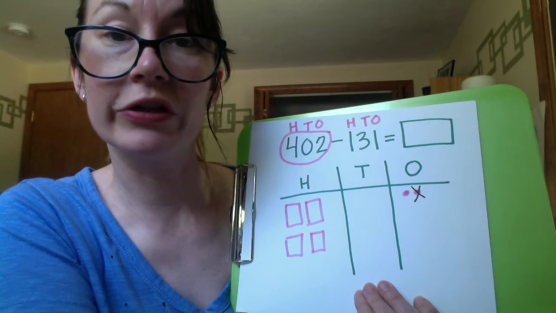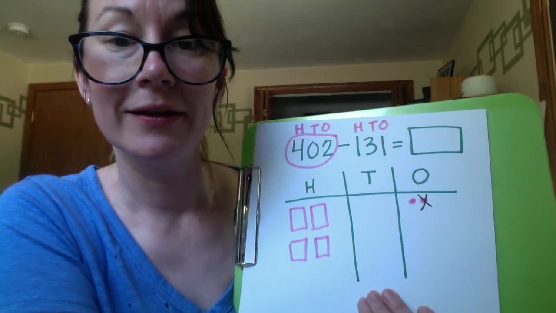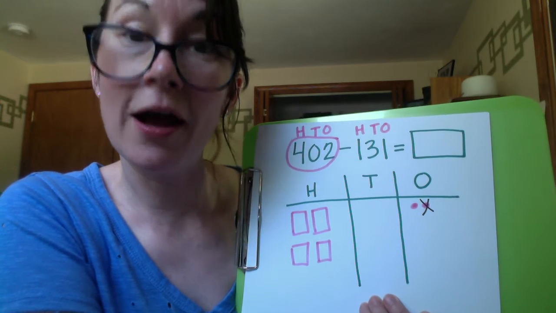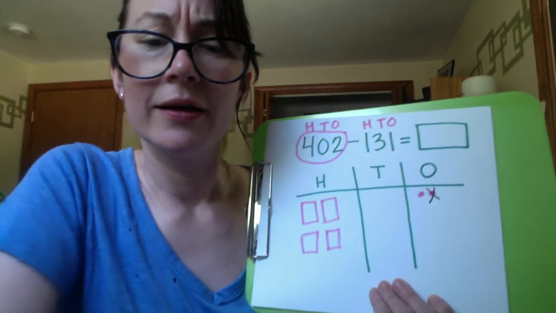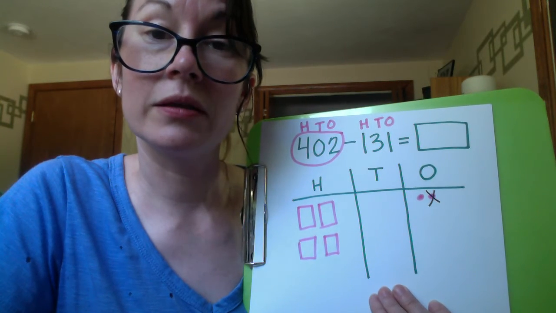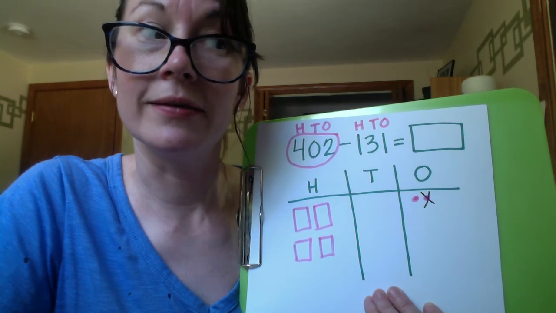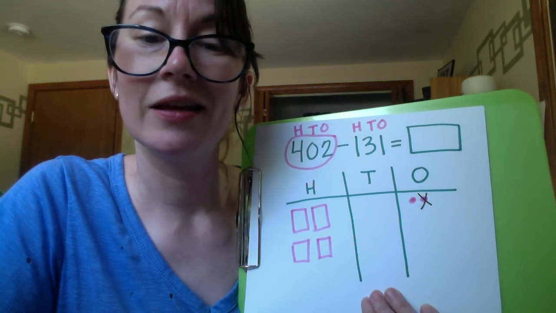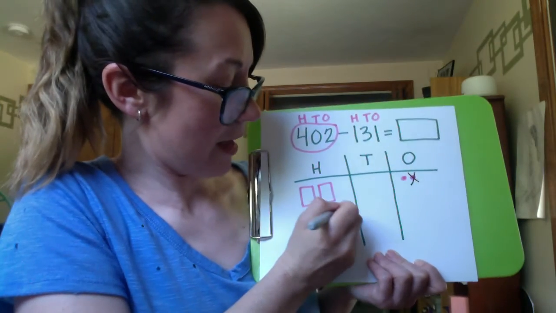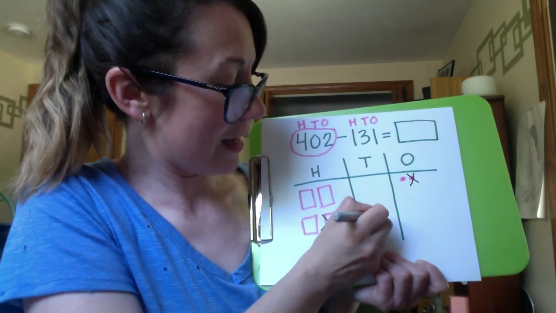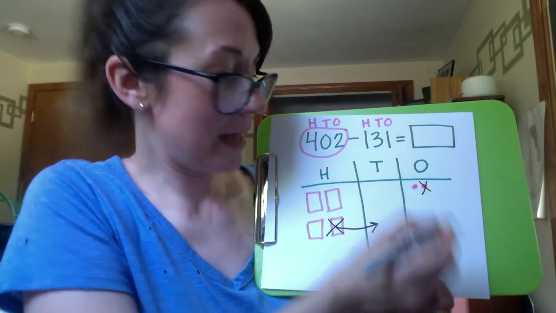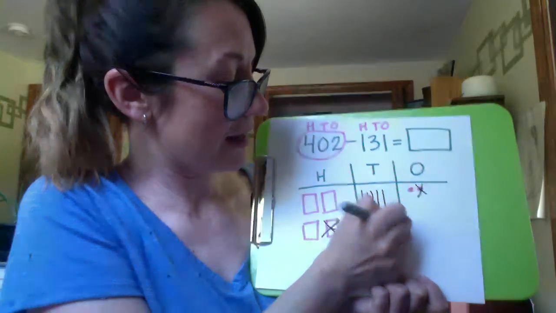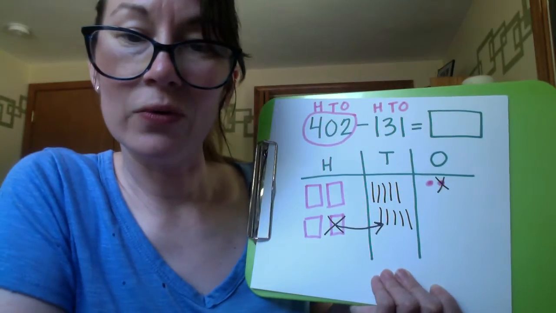Well, when we did this before, we learned how to slide a 10. I don't have any tens to slide, so instead I'm going to slide 100 into my tens. Why would I do that? Because 100 is how many tens? 10 tens. So I'm going to take one of my hundreds, I X it out, I slide it over, and I draw 10 tens. 1, 2, 3, 4, 5, 6, 7, 8, 9, 10.